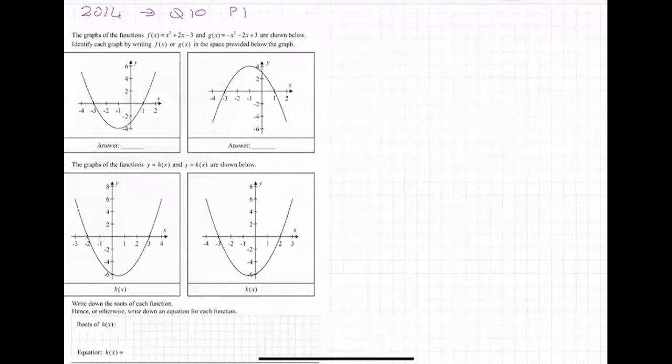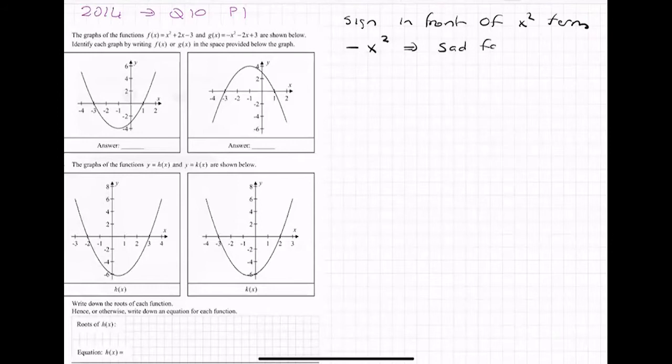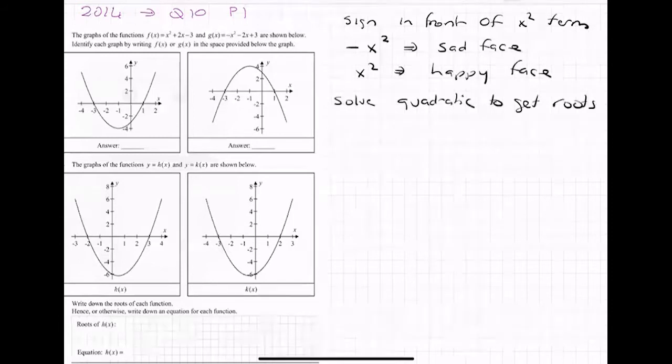Okay, so there's two things you look at to figure out these. You look at the sign in front of the x squared term, and if that's a minus x squared, it's a sad face. And if it's an x squared or a plus x squared, it's a happy face. Okay, so that's the first clue. And then you solve the quadratic to get roots, and that's where it crosses the x-axis. Okay, so that's how you do these.